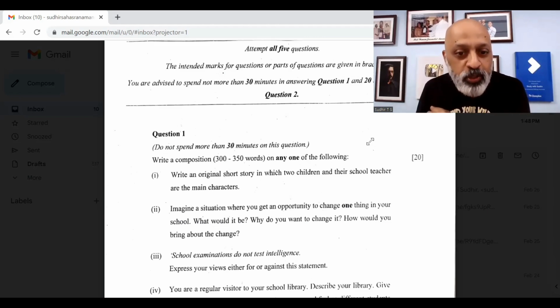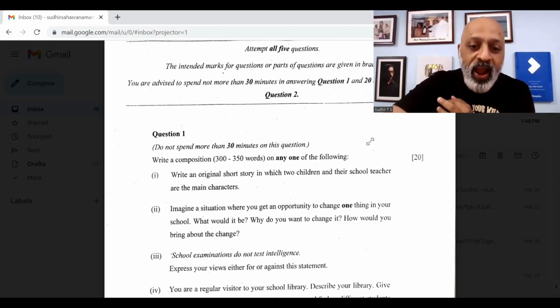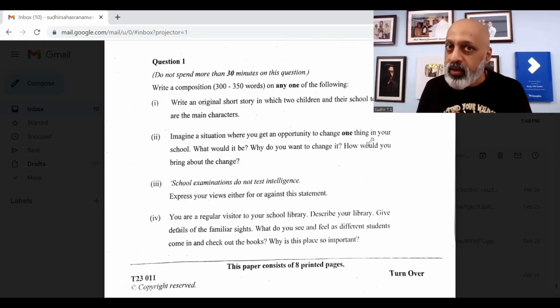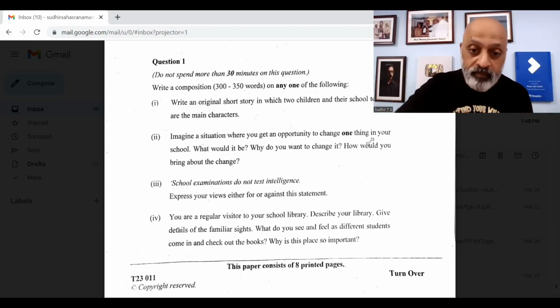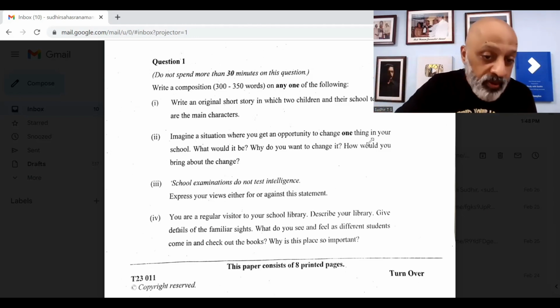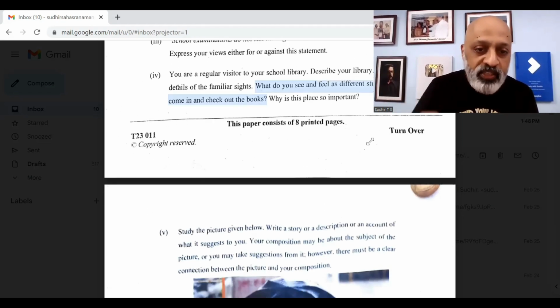The original story is about school. The narrative or imagination story is about school. The argumentative is about school. And the visitor to the library again about your school. So this is a little surprising that everything is about the school atmosphere this year. Okay. We had done library as part of the formal letters. So again, something students would have been able to pick up things from that.